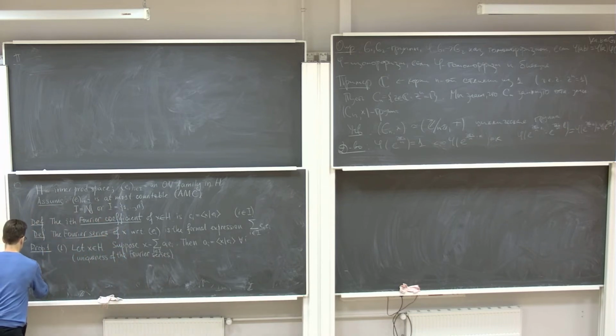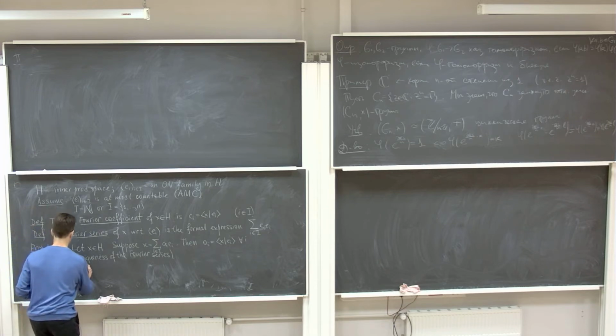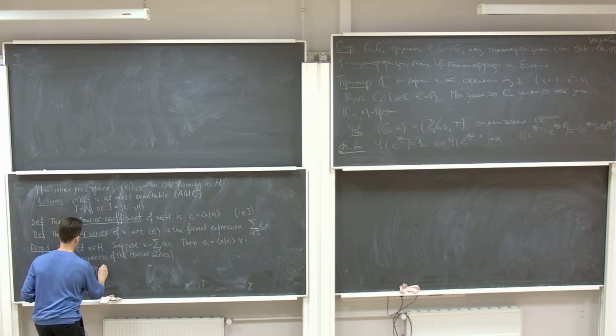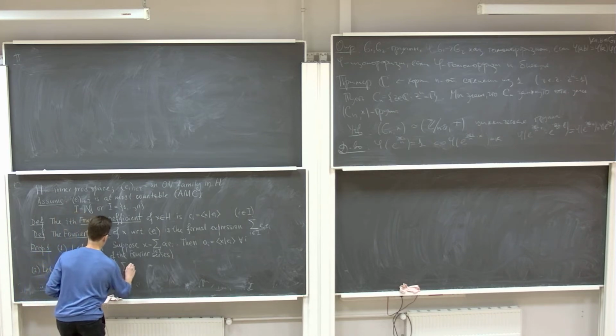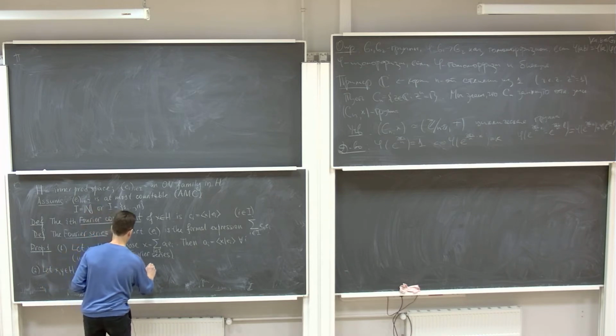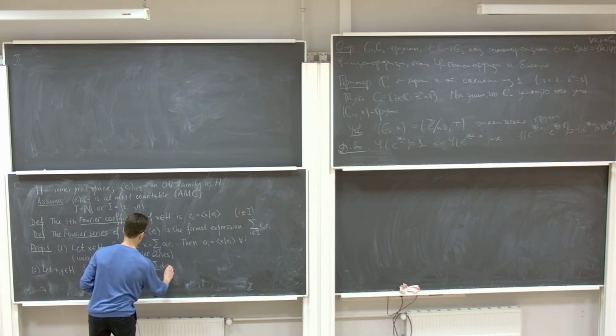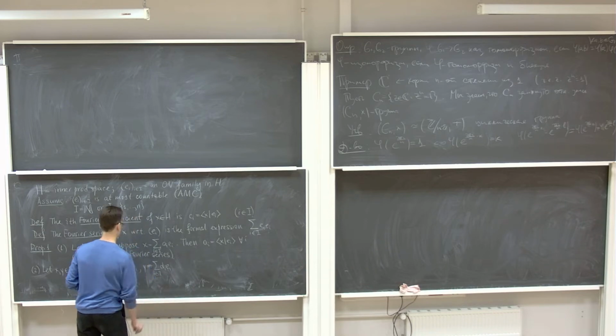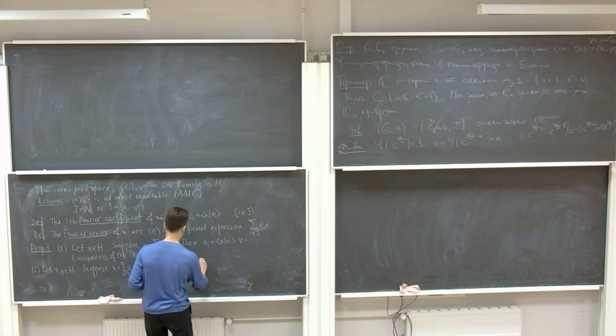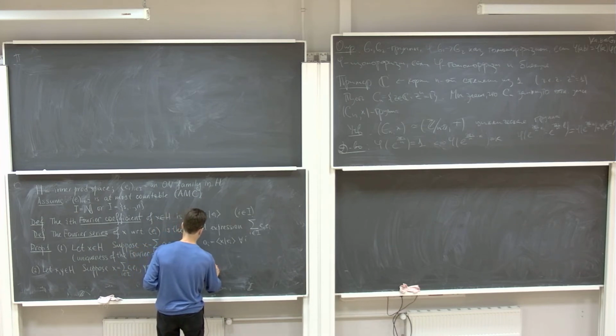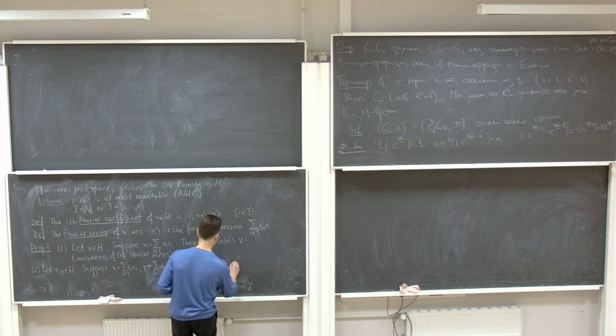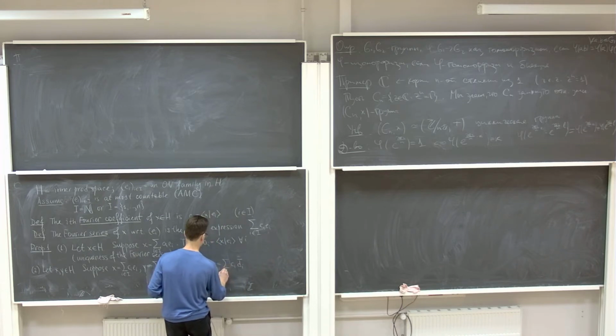And part 2, suppose now we have two elements, x and y, in H, and suppose that x can be decomposed in the following way, the sum of c_i e_i, and y can be decomposed as follows, the sum of d_i e_i. Then I claim that the inner product of x and y can be calculated by the following formula: the sum of c_i d_i complex conjugate.